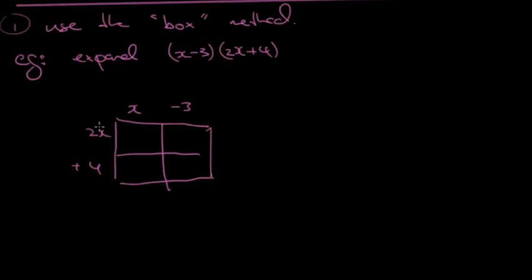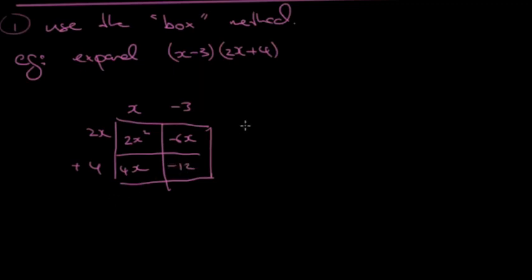And then we say, what's 2x times x? 2x squared. What's x times 4? 4 lots of x. What's 2x times negative 3? Negative 3 times 2 is negative 6 lots of x. And then negative 3 times 4 is negative 12.